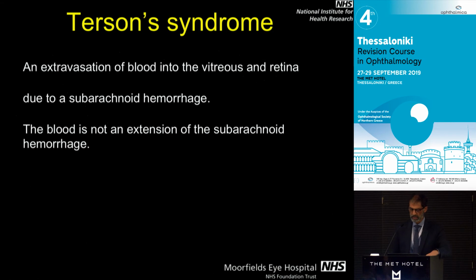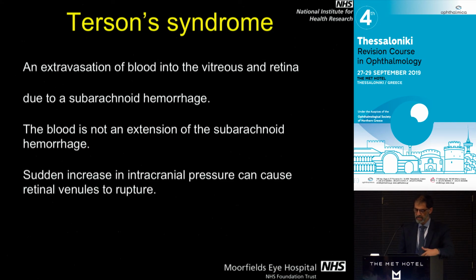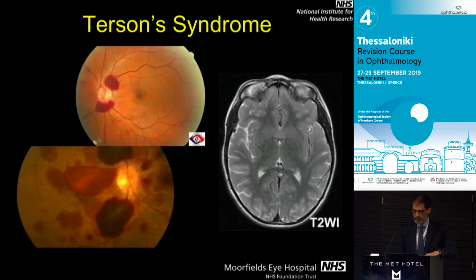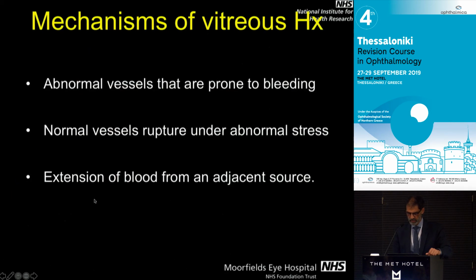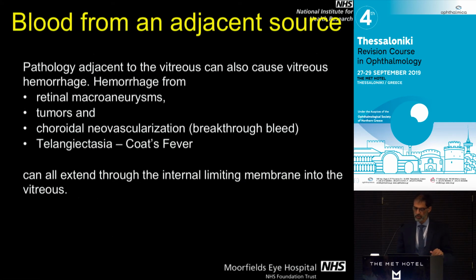So the blood is not an extension from the subarachnoid hemorrhage, and you get a sudden increase in intracranial pressure, and it can cause a differential in retinal venules to rupture. I've shown you one here which is fairly mild, because if I showed you one which had a vitreous hemorrhage, you wouldn't see anything. But you see here you can have subhyaloid hemorrhages as well as intraretinal hemorrhages, and it can be mild, moderate, and the ones we usually see are the ones with vitreous hemorrhage, which is severe. The final one is extension of blood from an adjacent source.